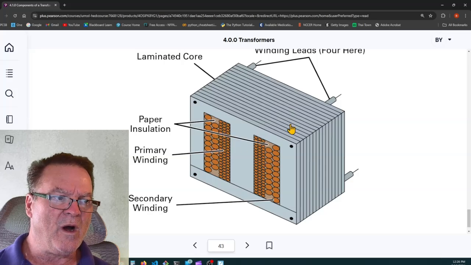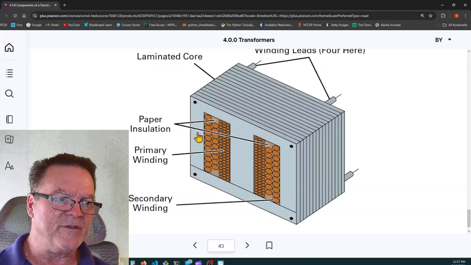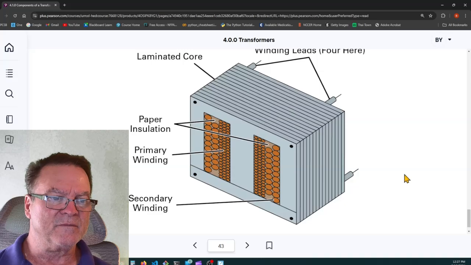So these wires are going around and around and around. And here are the primary windings, and here are the secondary windings. So they're actually looped together. Here, they took a cutaway view, and the pieces that are wrapping around on this end are not visible. Okay.